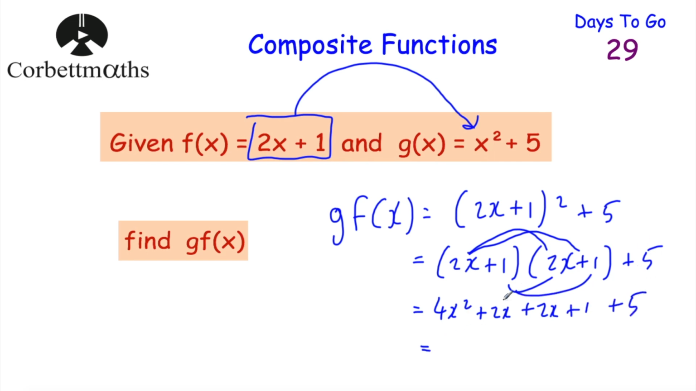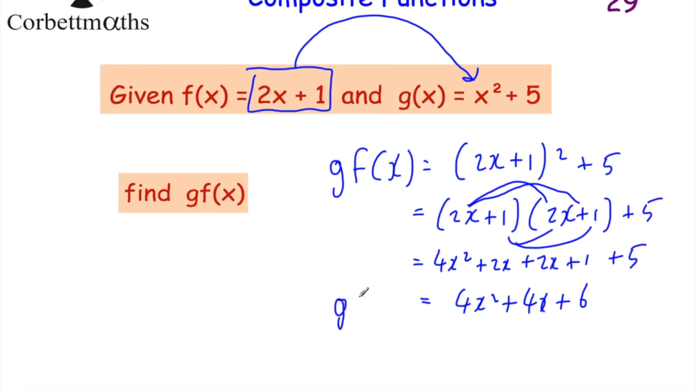And then if we simplify this, we'd get 4x squared. 2x plus 2x is plus 4x, and then 1 plus 5 is plus 6. So that means that gf of x is equal to 4x squared plus 4x plus 6, and that's it.